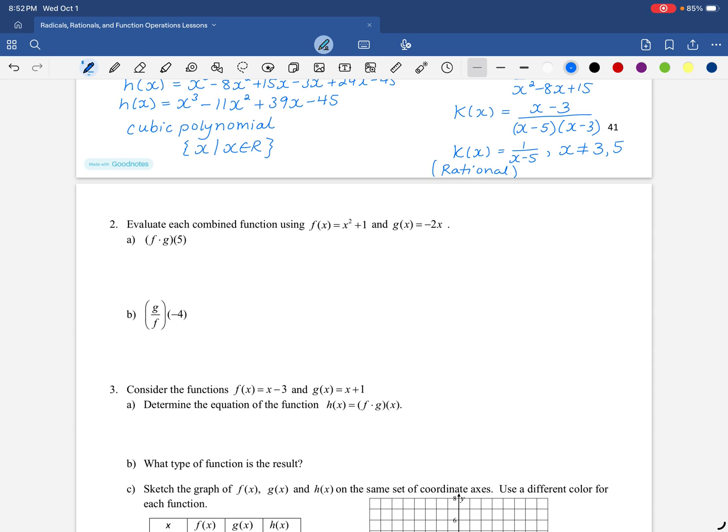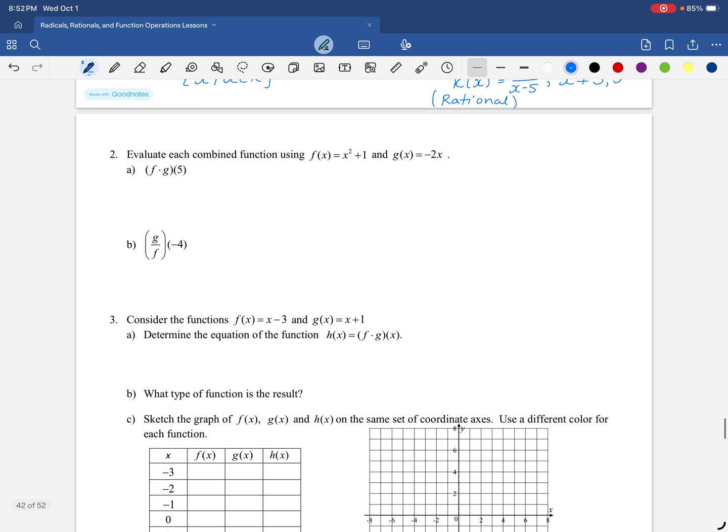So how are we going to combine f and g, but then they're also giving you a specific value to substitute into x. So again, very similar to what we saw in lesson 7 with our sums and differences. Okay, so if I have this f dot g of 5, what does this really mean? This means that I have f of 5, which I'm then going to multiply by g of 5. Okay, so let's substitute in.